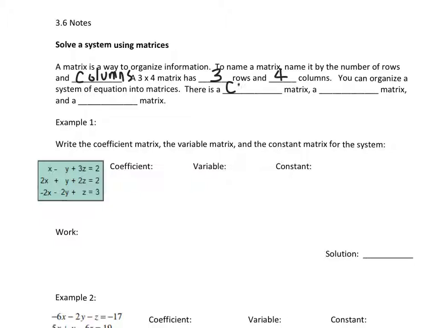There is a coefficient matrix where you're going to write down all of the coefficients. There's a variable matrix where you write the variables. They could be XY, XYZ, ABC. And there's a constant matrix.